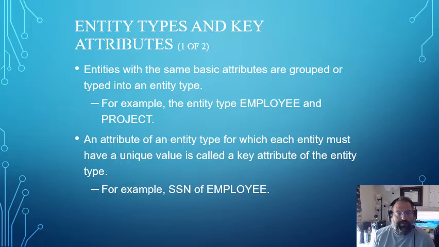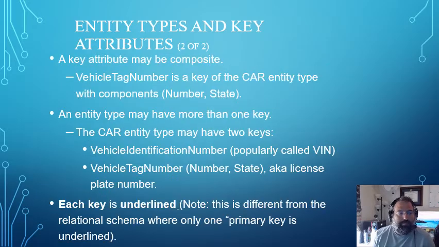Entity types and key attributes. Entities with the same basic attributes are grouped or typed into an entity type. For example, the entity types employee and project. An attribute of an entity type for which each entity must have a unique value is called a key attribute of the entity type. For example, SSN of an employee. And it's actually a little bit more than that. It is something that is guaranteed to give you one and only one matching record if you were to query it, if it's going to be a unique key.